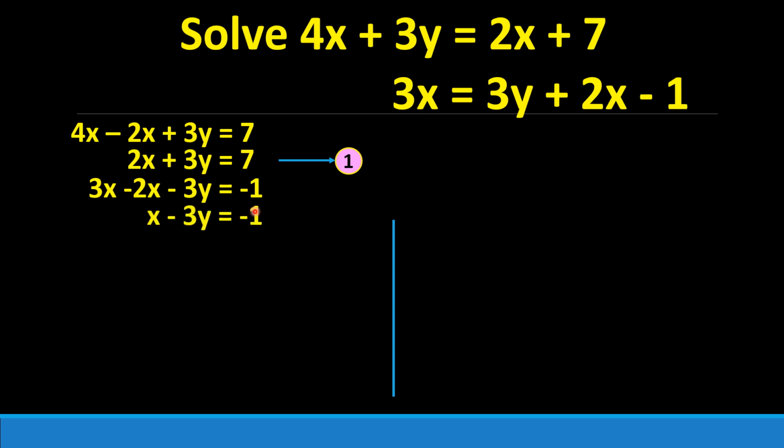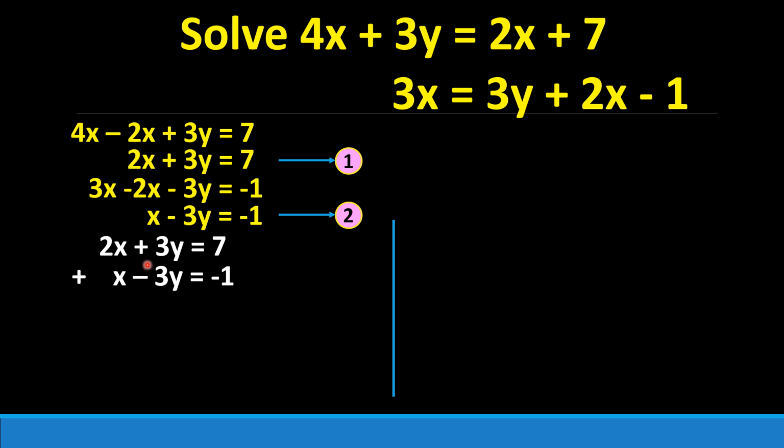Hence x minus 3y is equal to minus 1. That is our second equation now. Now we can subtract one equation from the other one. 2x plus 3y is equal to 7, the first equation, and x minus 3y is equal to minus 1. We can either subtract or add.